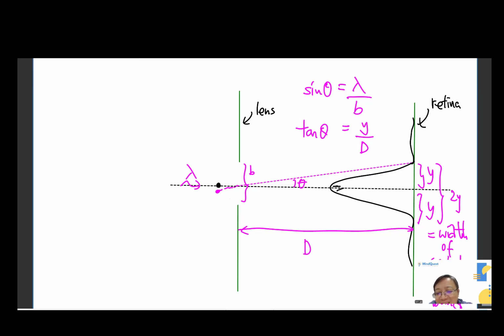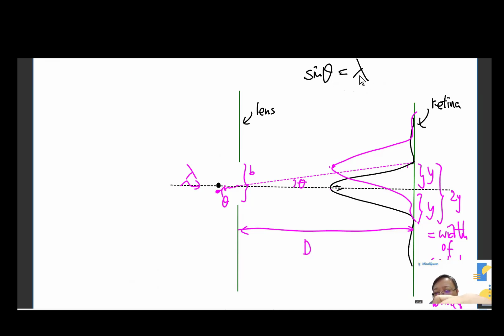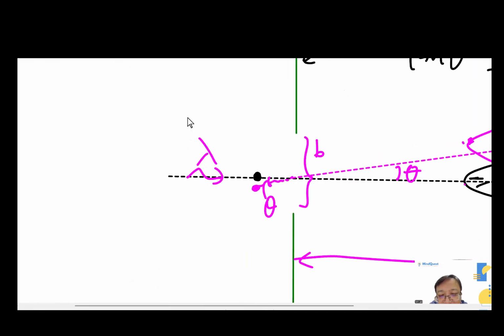Can't you see? If this image lands here, so this one will be like this already, right? See, the central maxima of the pink image coincides with the first minima of the black image. That's why we say they are just resolved. This theta and this theta are actually the same thing. And we have already learned about this theta just now, right? From the single slit, the formula is sine theta again, what? Lambda over b. Tangent theta again is what? Y over d. This triangle, we make it bigger now. We make it bigger. So you can see this triangle, right?